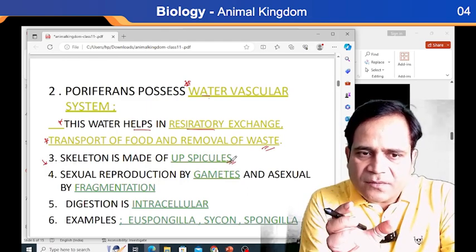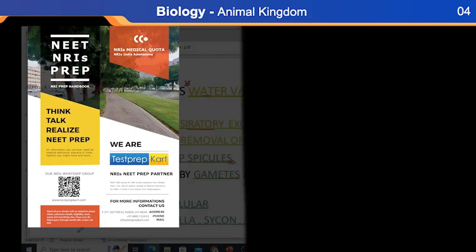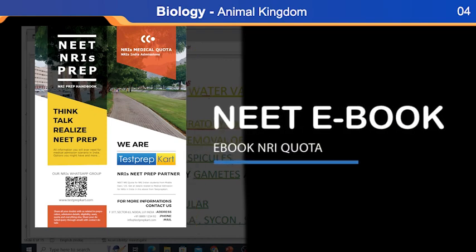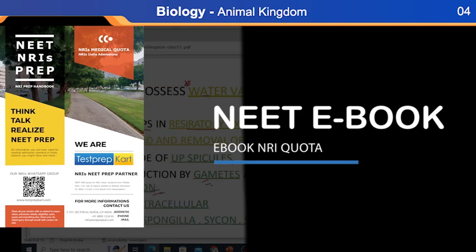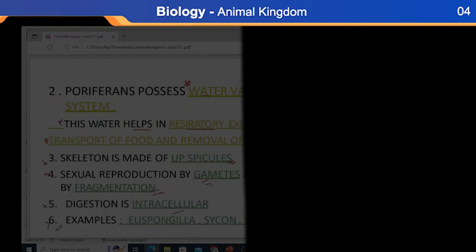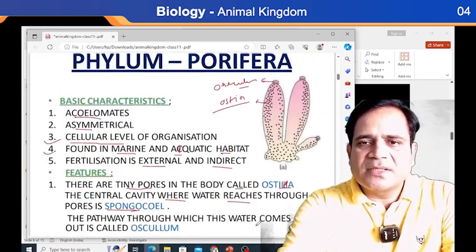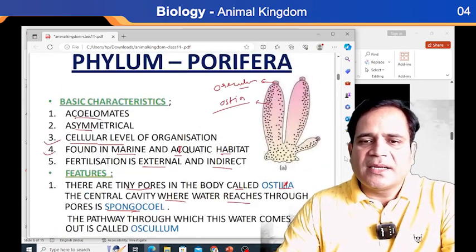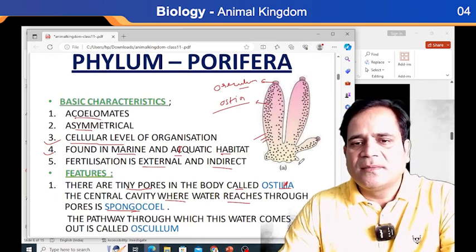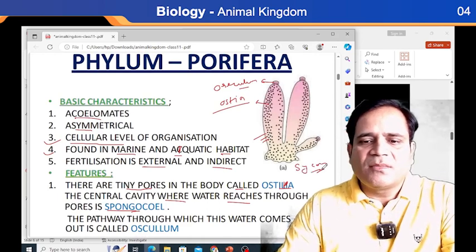So in this short way, I am writing here. Sexual reproduction in Porifera is by gametes, and asexual by fragmentation also. Digestion is intracellular. Examples are Euspongia, Sycon, and Spongilla. This one is the diagram of Sycon, my dear.